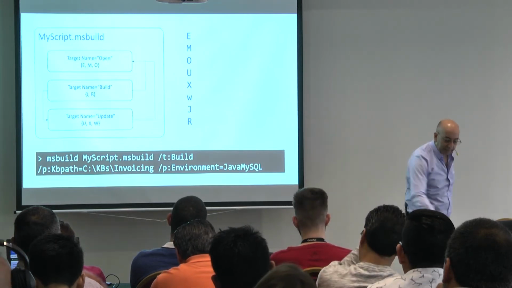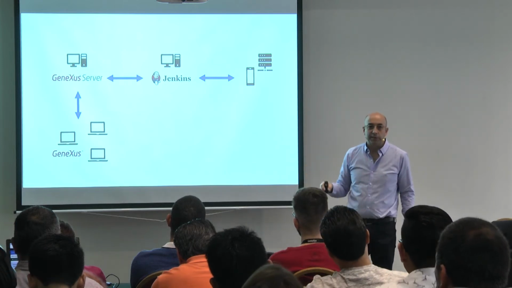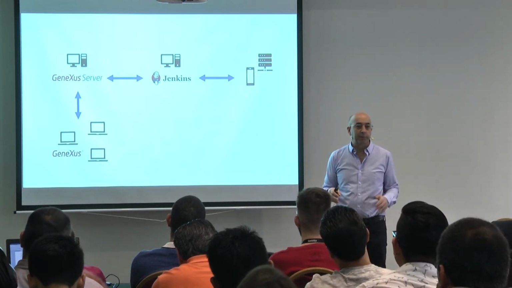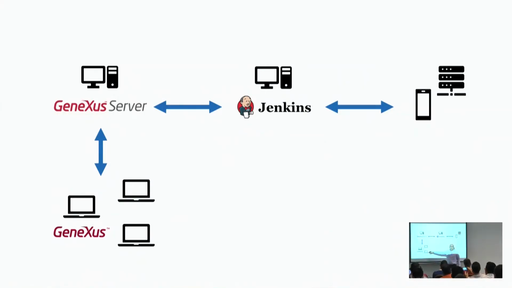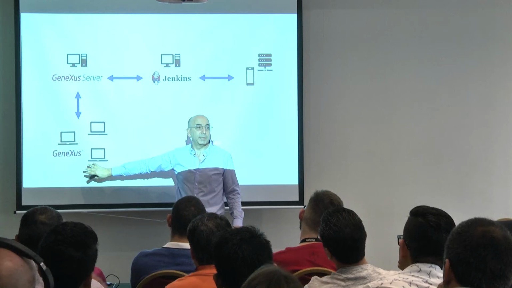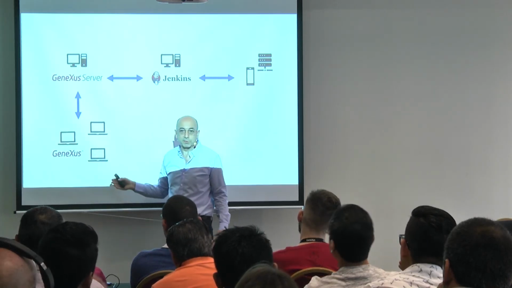Now, what's the architecture that we're going to use to automate things? This is the architecture that we're going to set up to automate. In the first place, we have some machines using Genexus, as it always happens. Then we have a Genexus server, which we use as a repository for KBs. And we usually use these machines with Genexus to make commits and updates in relation to that Genexus server.